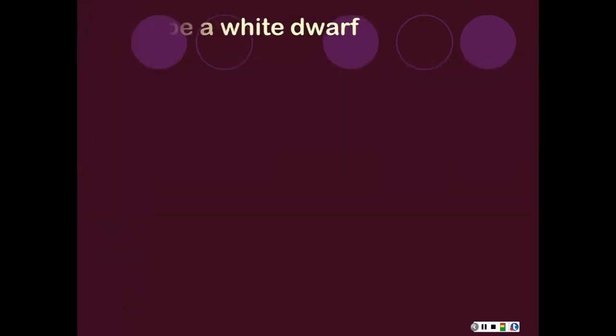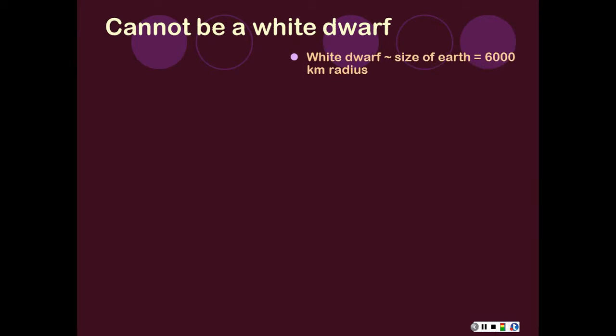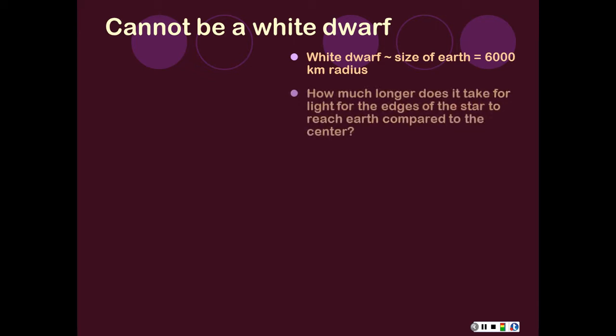And since then we've discovered quite a lot more. The period ranges from milliseconds to a few seconds. But these are things that have been discovered all over the place. And we know they can't be white dwarfs, but how do we know that? Well, we need to consider how big a white dwarf is. A white dwarf is approximately the size of the Earth, so let's call it 6,000 kilometers radius.